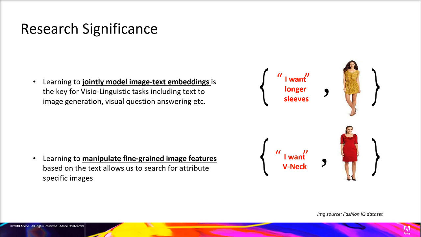Second, we also need to learn to manipulate the fine-grained image features so that we can search for the attribute specific images. For example, I want V-neck. So we need the model to understand what is V-neck and U-neck and learn to manipulate the features corresponding to the V-neck as well as sleeves.